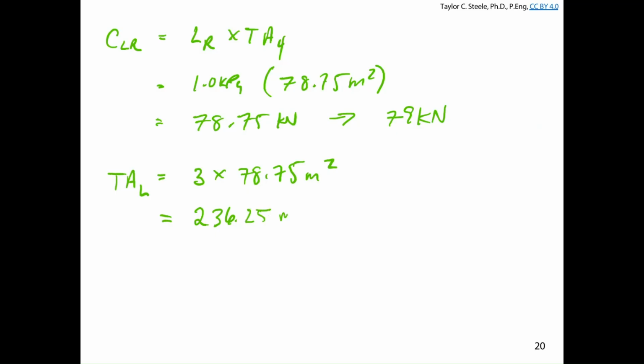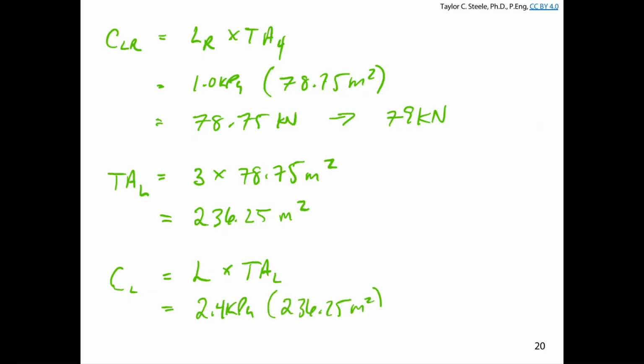The total live load is going to be equal to the live load times the tributary area of the live load on the column, which is the 2.4 kPa multiplied by the 236.25 meters squared. That's going to give us a total load from the office space of 567 kilonewtons. Are there any questions about that?